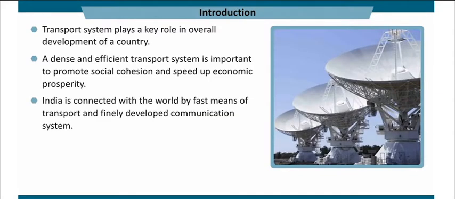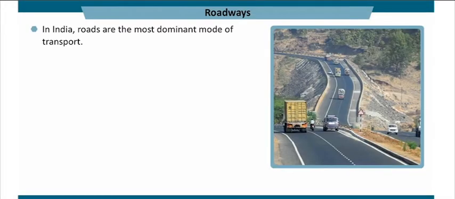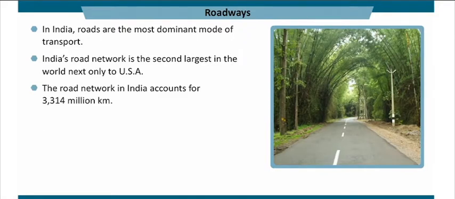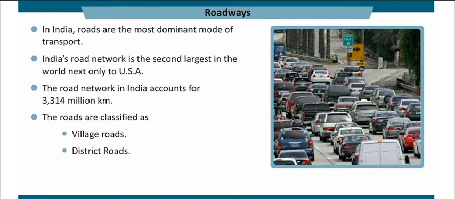India is connected with the world by fast means of transport and finely developed communication system. Roadways. In India, roads are the most dominant mode of transport. All sections of the people use the roadways. India's road network is the second largest in the world, next only to USA. This road network in India accounts for 3,314 million kilometers. The roads are classified as village roads, district roads, state highways, and national highways.